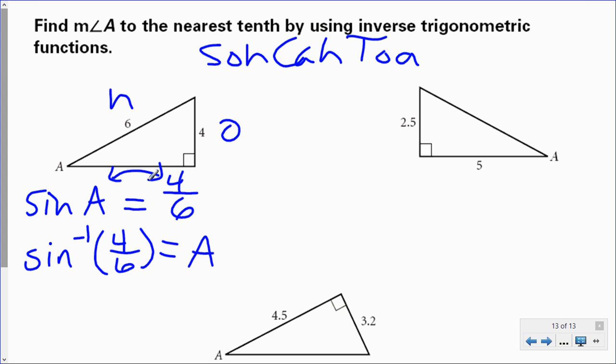Now, if you look at your calculator, your inverse trig functions are right above the other trig functions, the sine, cosine, and tangent. Okay, so all you have to do is hit the second key and then sine, and then put 4 divided by 6, enter, and angle A is approximately 41.8 degrees.